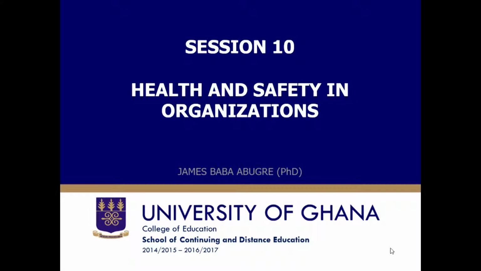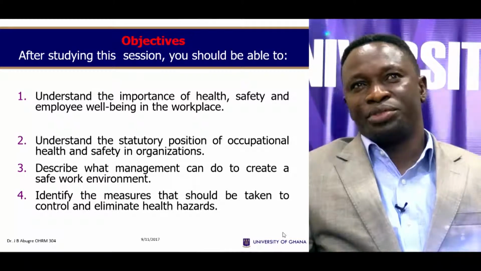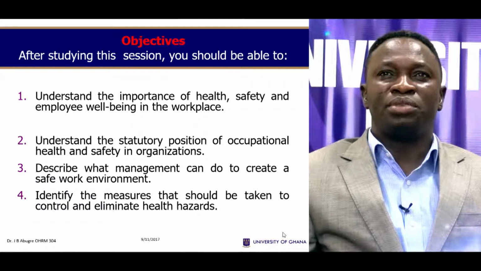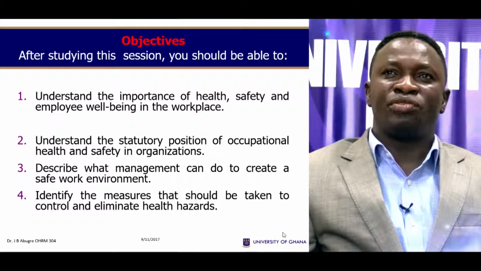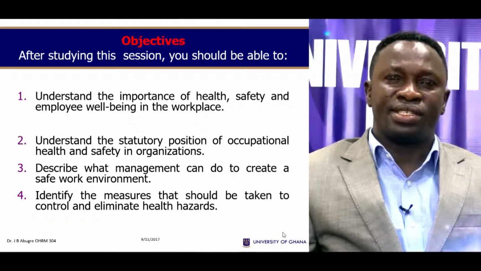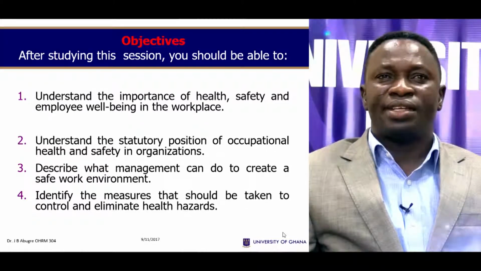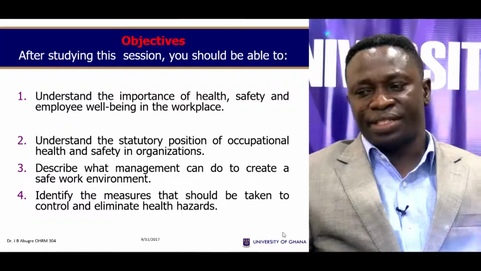Session 10, Health and Safety in Organizations. After studying this session, you should be able to understand the importance of health, safety, and employee well-being in the workplace. Understand the statutory position of occupational health and safety in organizations. Describe what management can do to create a safe work environment. Then identify the measures that should be taken to control and eliminate health hazards.